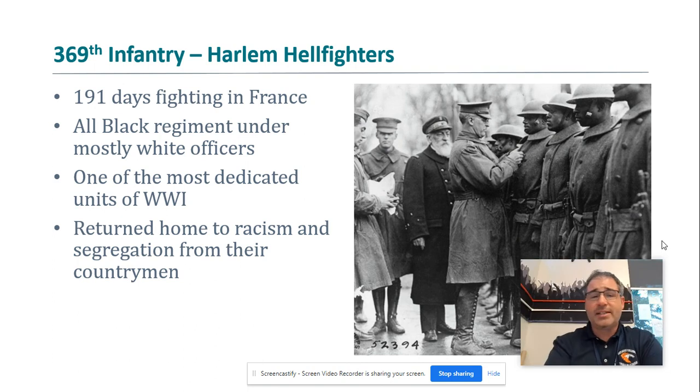Real quick, this is the 369th Infantry. You probably have heard of them, called the Harlem Hellfighters. Again, a segregated unit, an all-black regiment. Because of racism, they had mostly white officers. But even with that, they're going to become one of the most decorated units in World War I. They're going to win a lot of medals. But even though they spent 191 days fighting and became very decorated soldiers, they're going to go back home and face racism and segregation from their own countrymen.